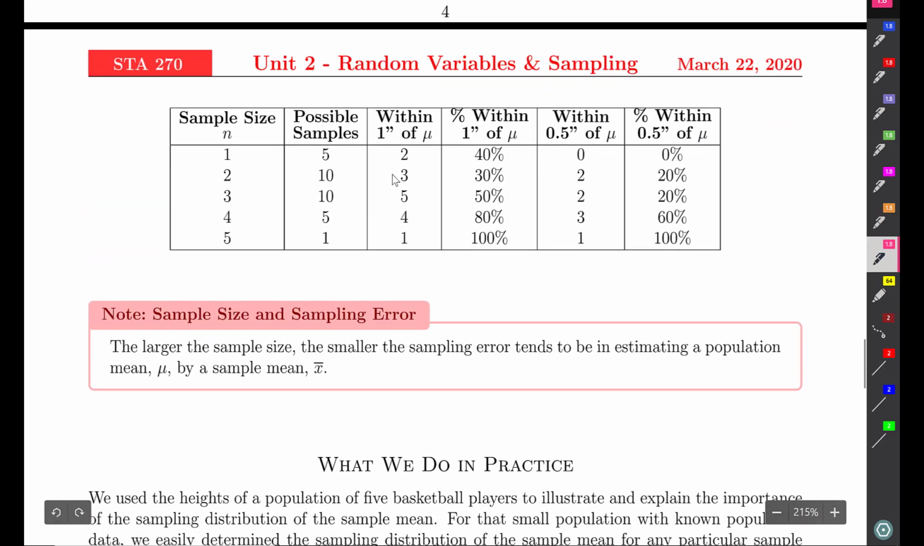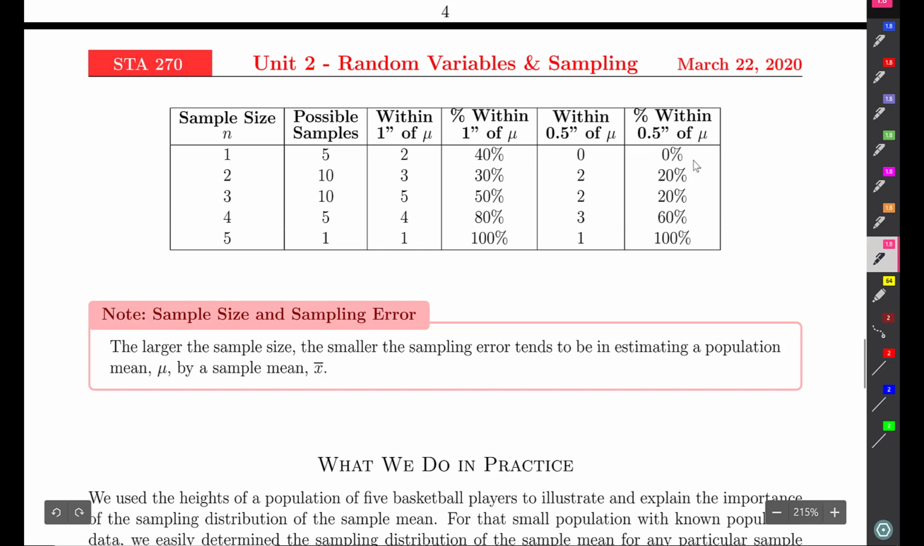This table right here breaks down the dot plots. The first column is the sample size. Again, we're talking about the players. Then the number of possible samples that exist within each sample size. Then the number of those samples that are within 1 inch of the population mean. So with a sample size of 1, we have 2 samples that are within 1 inch of the population mean of 80 inches. For a sample size of 2, it's 3, and we can go on down. The fourth column is the percentage of those that are within 1 inch of the population mean. So for a sample size of 1, we just take 2 divided by 5. We get 0.4, which is 40%.